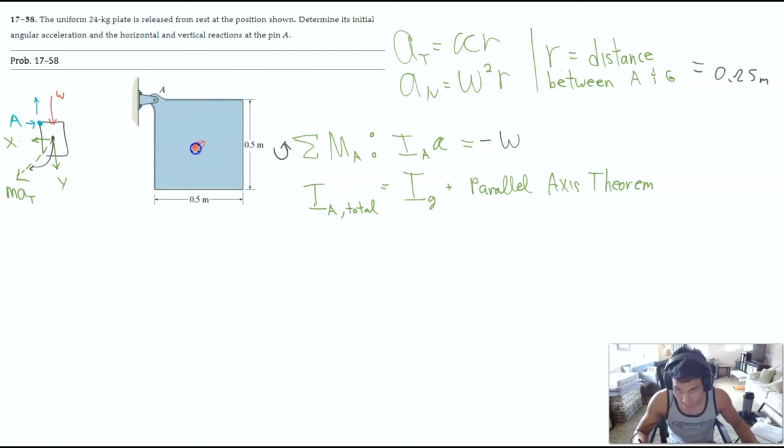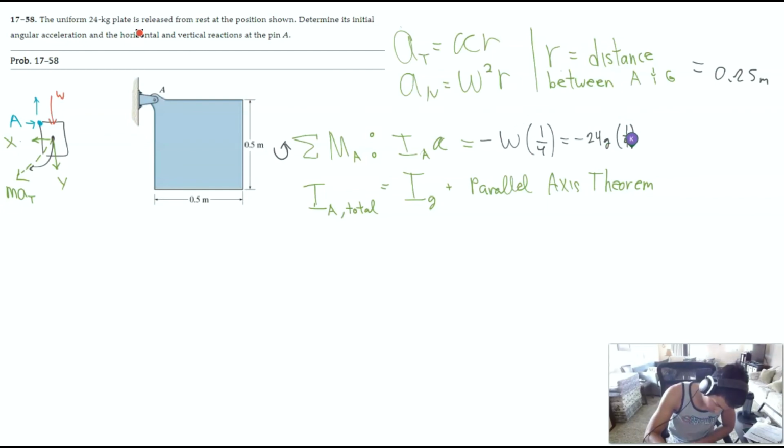And we take gravity to be at the center of mass. For a square, it's a lot easier, so it's right here. What's the radial distance between the center of mass and A? It's 0.25, so we can write that as 1/4. Okay, and what's the weight? The weight is 24 kilograms. So we have negative 24, and then gravity, we'll call it G, times 1/4. Then 24 divided by 4, that's 6, so negative 6G. We'll write this as negative 6G.